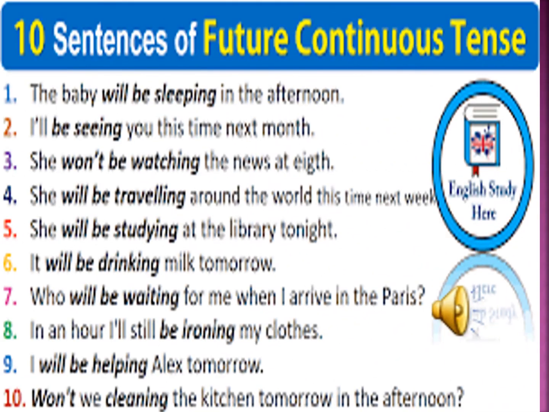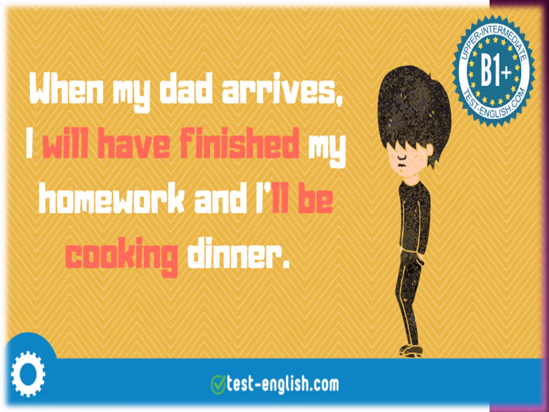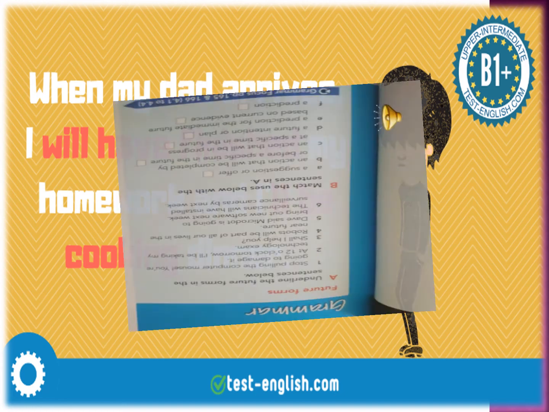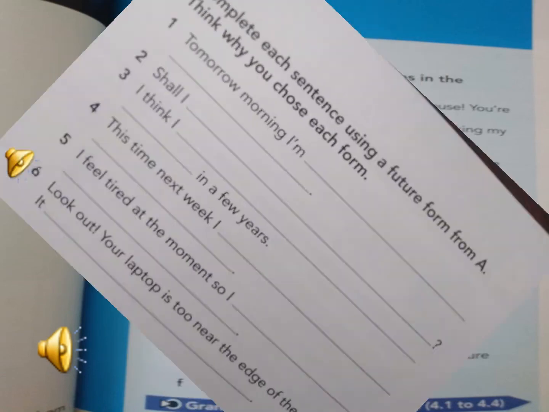We use the future continuous to express actions that will be in progress at a specific time in the future. For example, the baby will be sleeping. I will be using my laptop this afternoon. So, when it gets to this afternoon, I will be using my laptop. It started before this time.